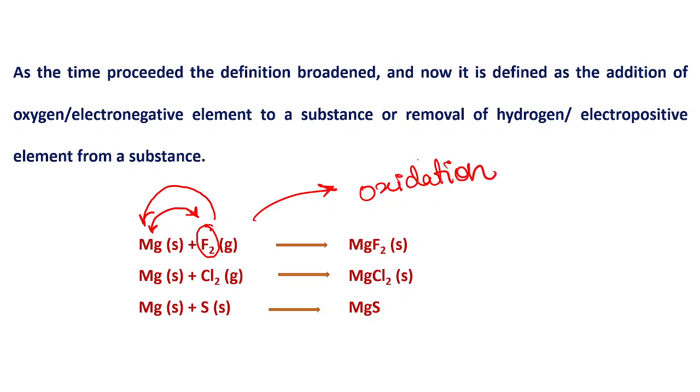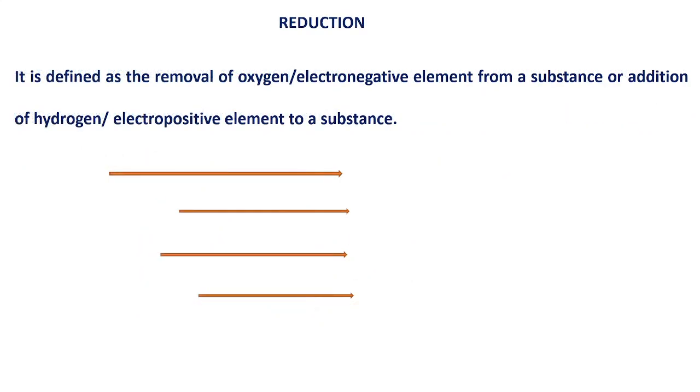Once again summarizing, the term oxidation is now defined as the addition of oxygen or an electronegative element to a substance, or the removal of hydrogen or an electropositive element. For them also we have some examples here.